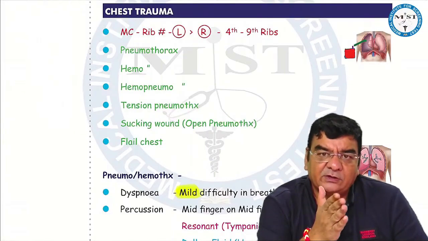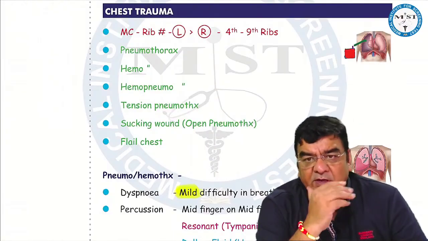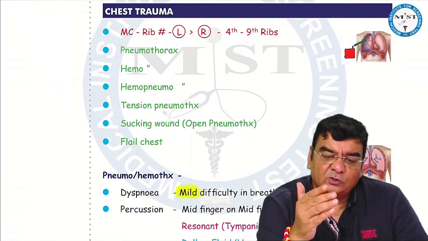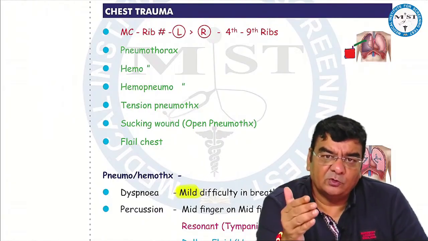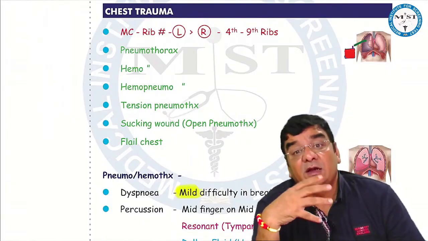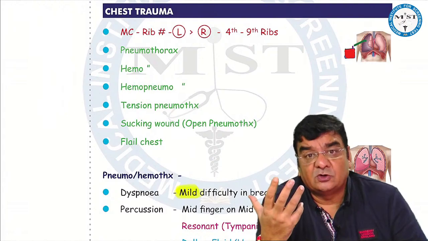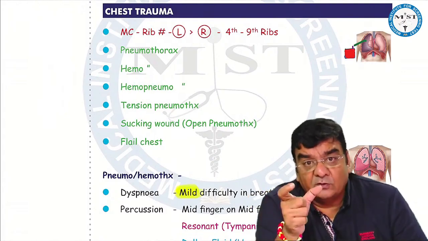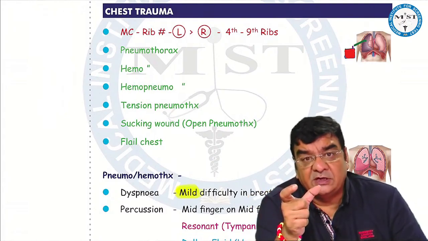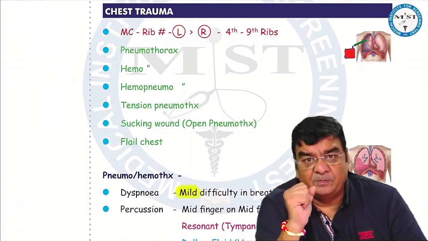Generally 4 to 9 ribs on the left side are more commonly injured, and this can lead to a pneumothorax, hemothorax, hemopneumothorax. Sometimes tension pneumothorax can occur in chest traumas. A sucking wound of the chest or open pneumothorax can be seen. Flail chest can be seen.